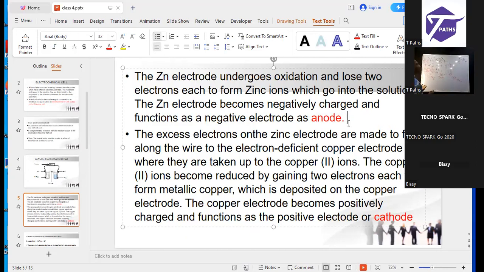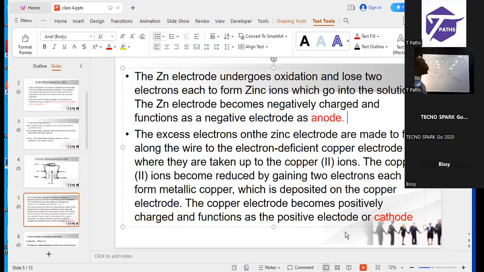And what happens here is that copper is electron deficient. And so the copper ions become reduced. The copper ions become what? Reduced. By how? By gaining 2 electrons. Zinc lost 2 electrons, copper will gain 2 electrons. And when copper gains 2 electrons, a metallic copper is deposited at this electrode.